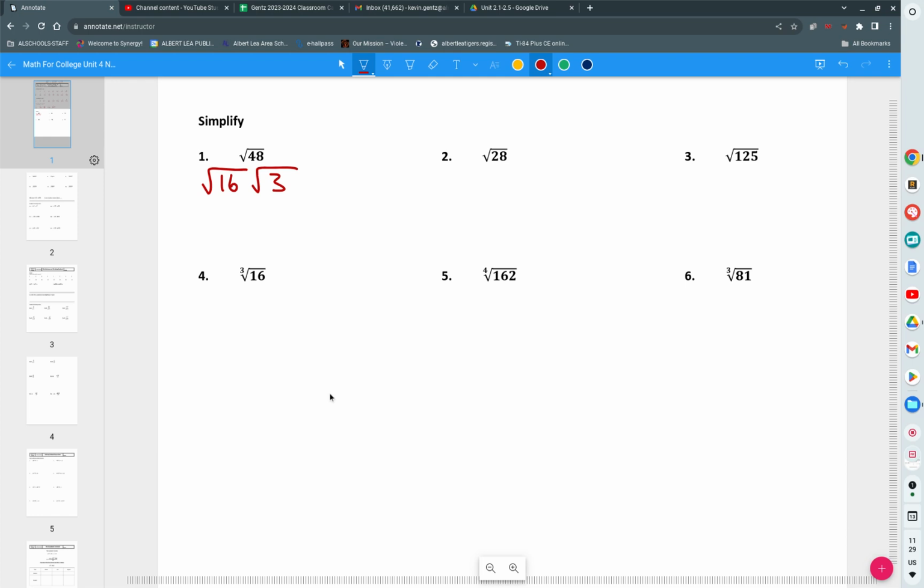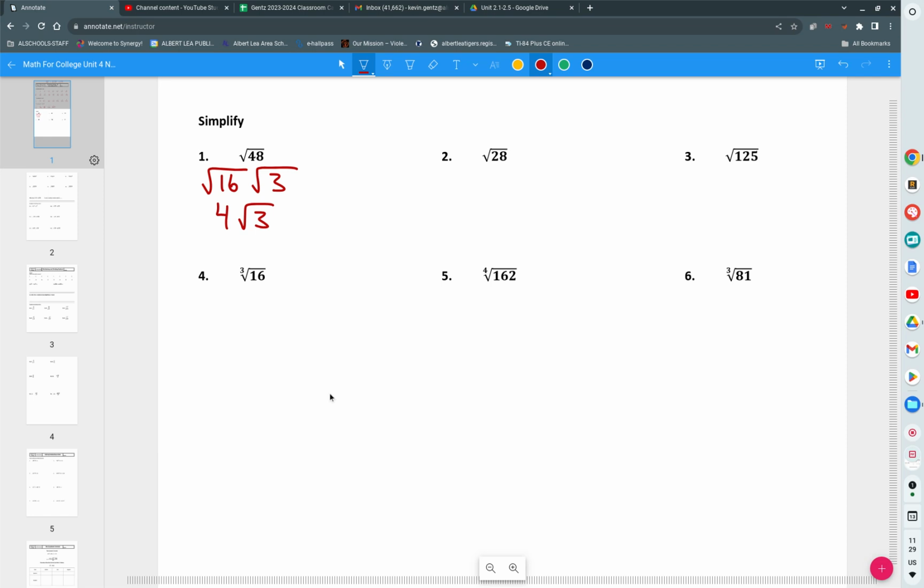And now we take the square root of the first one. What's the square root of 16? 4. So this just becomes 4 times the square root of 3. I'm done. You don't understand that I do. And you do.